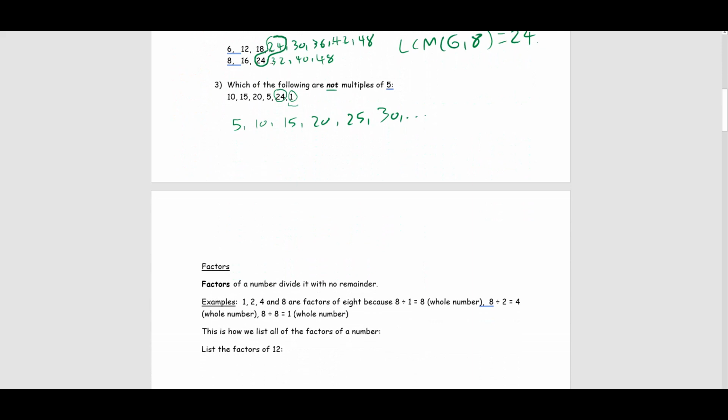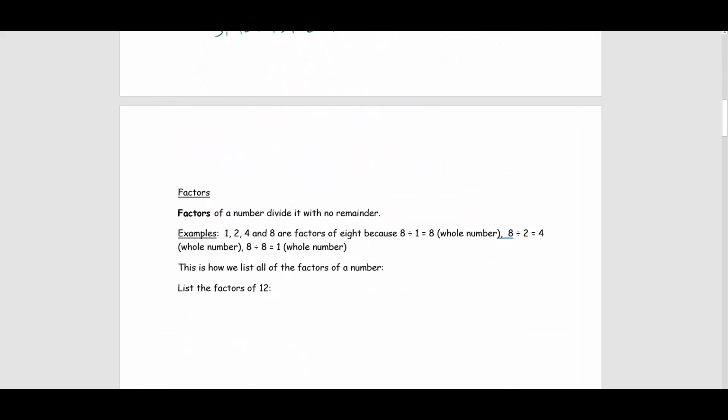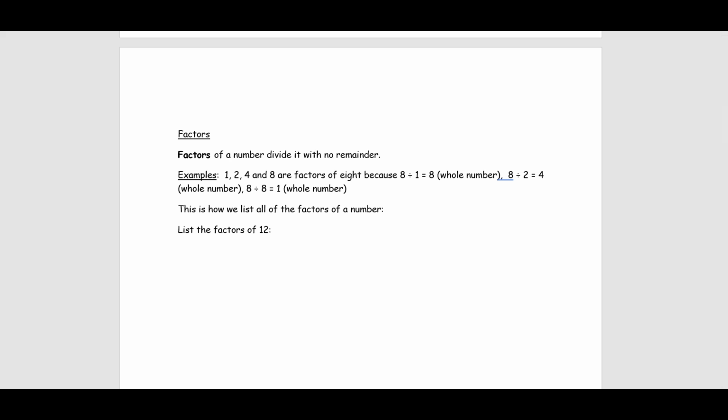So with that in mind, let's actually look at what a factor is. Factors of a number divide it with no remainder. Now that might sound a bit of a formal definition, but it's nice to illustrate it in real life. So if we imagine that we had 6 sweets, so 1, 2, 3, 4, 5, 6.